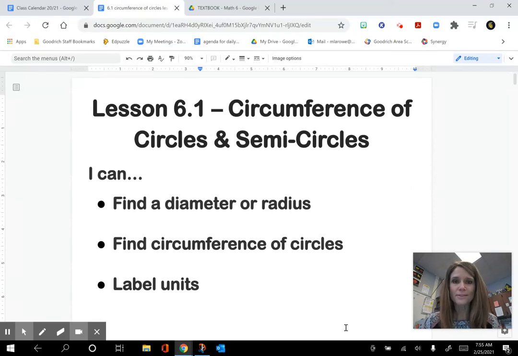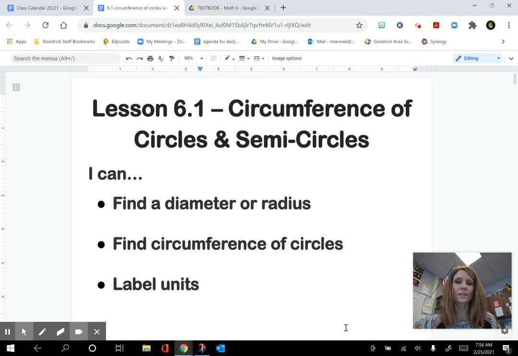Welcome back, mathletes. So we have our first lesson of our new chapter all about geometry and shapes and measurements. Today we'll be learning about circumference of the circle shape and then also a semicircle shape. So anything basically with curves on it is what our focus is for our first lesson.